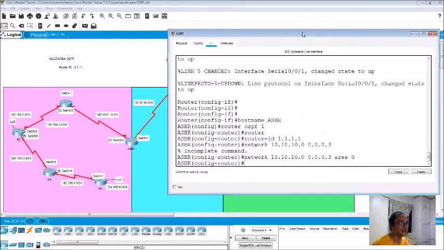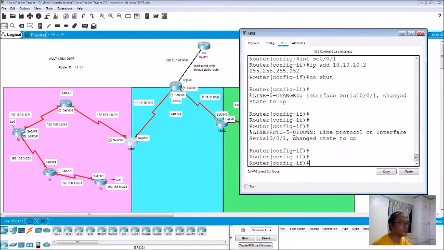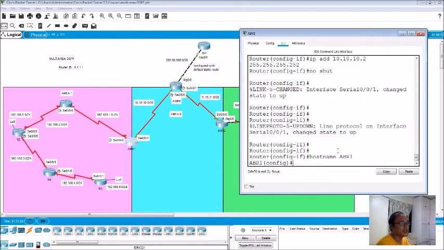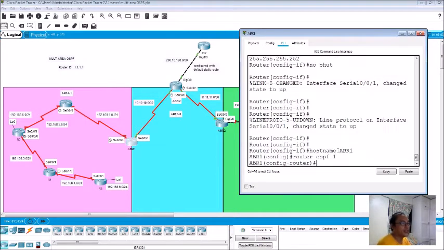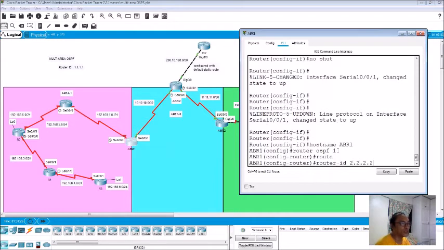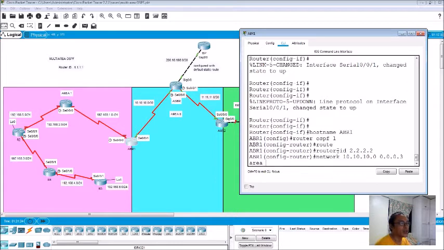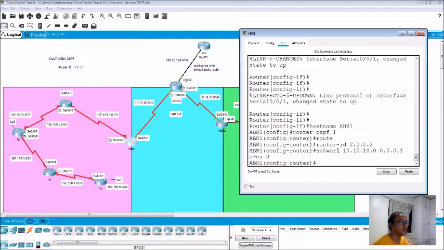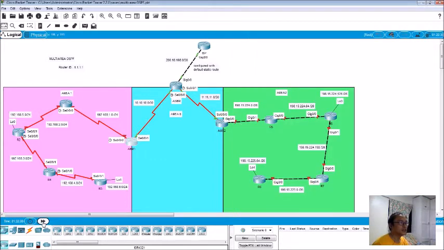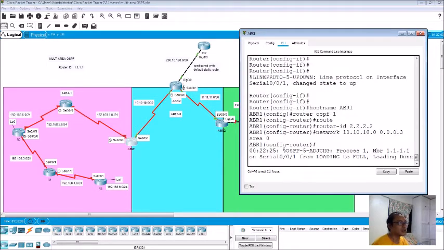Then at the other side we're going to configure this one also as router 2, right? So host name lang nato, host name ABR1, enter, then router OSPF 1, then router ID of 2.2.2.2, enter, the network of 10.10.10.0 0.0.0.3, correct? Then area what? Area 0. Okay? Okay, there's adjacency already.